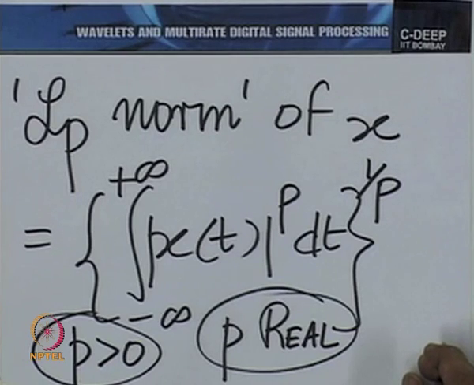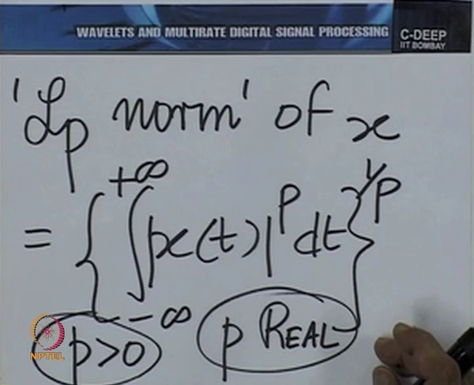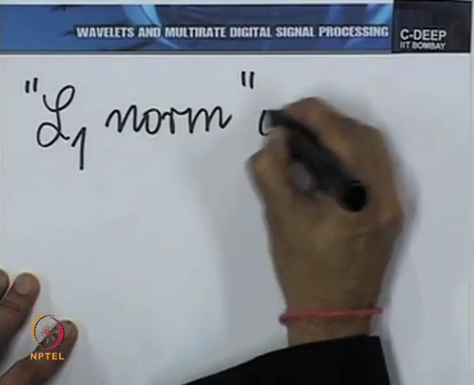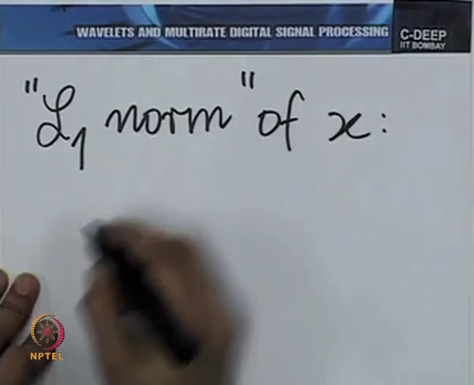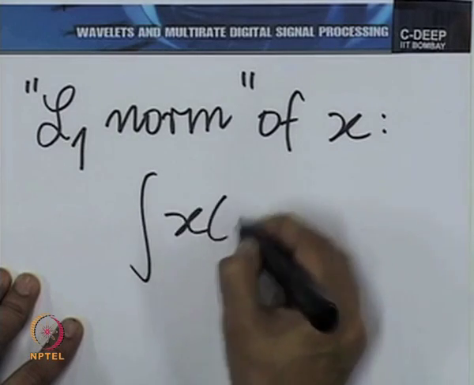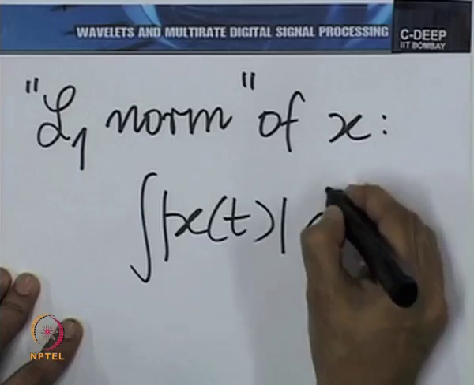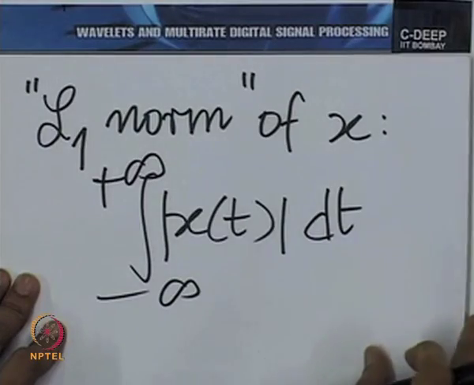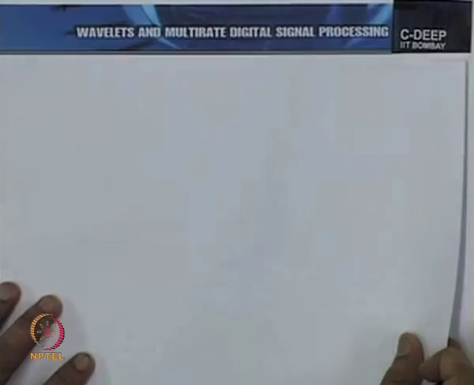So, you could talk about an L1 norm, you could talk about an L2 norm, you could talk about an L infinity norm. What would an L infinity norm be? Let us take some examples. What would an L1 norm be? It would essentially be the integral of mod x t. The L2 norm we already know. What would the L infinity norm be?